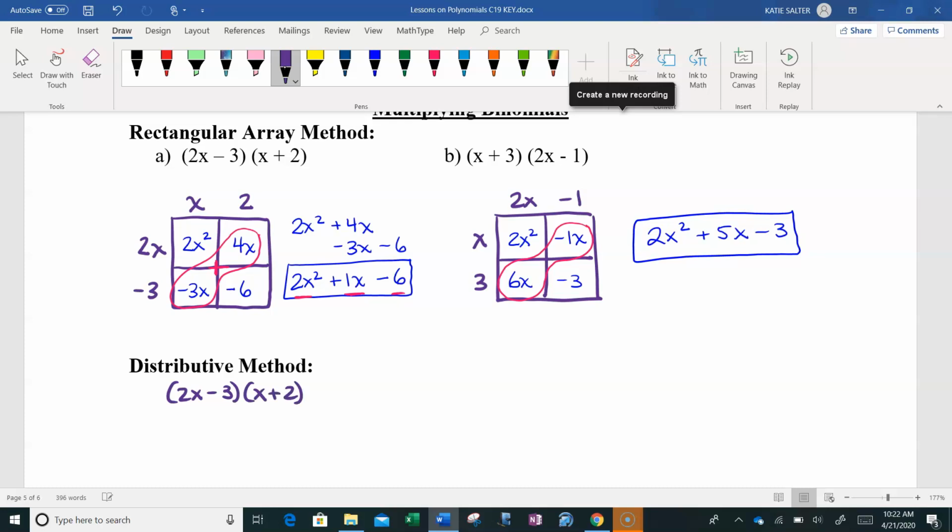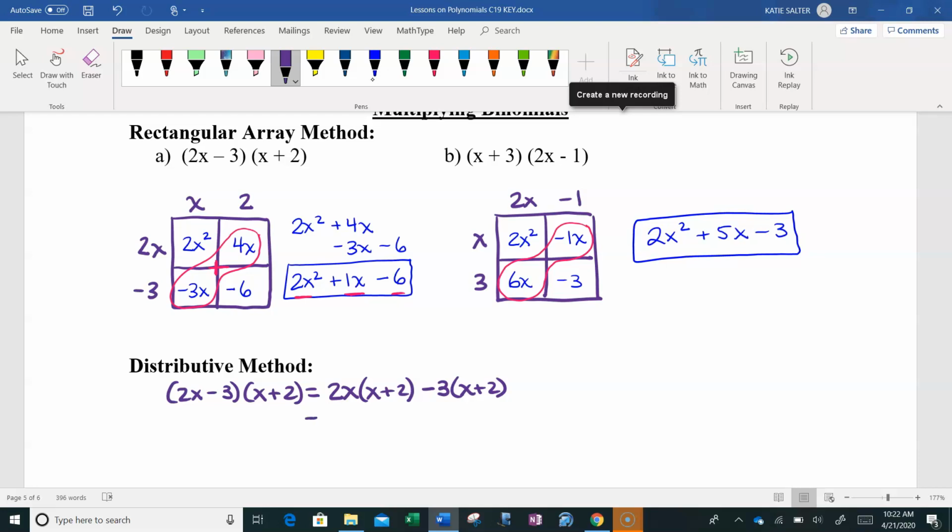When using the distributive method, I have to make sure I distribute all the terms in the first polynomial to the second polynomial. So here's how this would look with the distributive method. I'm going to say that's 2x times x plus 2, and then minus 3 times x plus 2. So again, I'm distributing this 2x to this binomial, and then this negative 3 to this binomial.